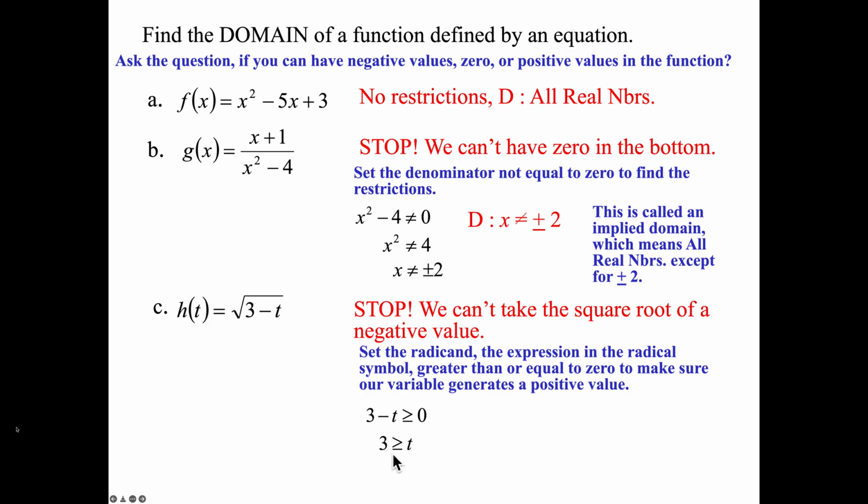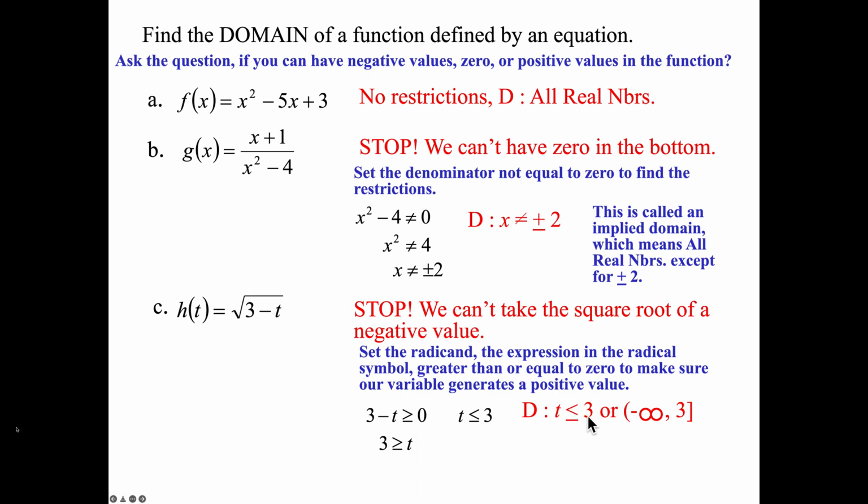Now, I know most of us like to have the variable first with inequalities. So 3 is greater than or equal to t is the same thing as if I flipped everything around. Make sure the inequality symbol keeps pointing to the t. It would be t is less than or equal to 3. That's my domain right there. T is less than or equal to 3.